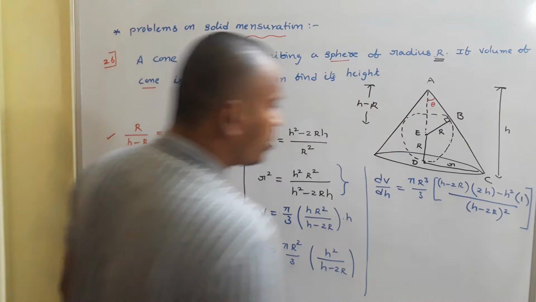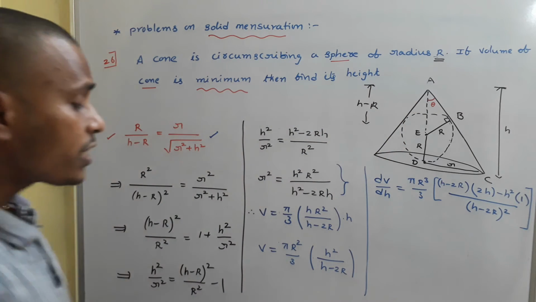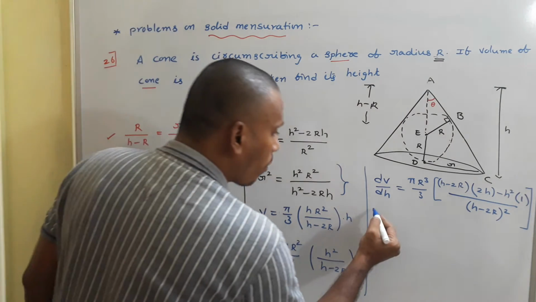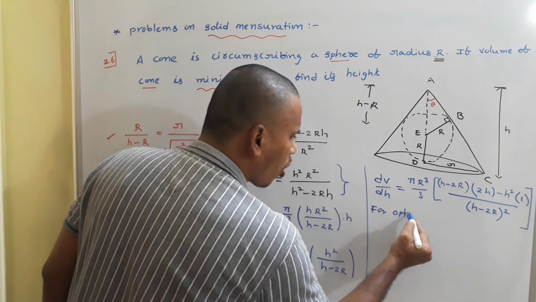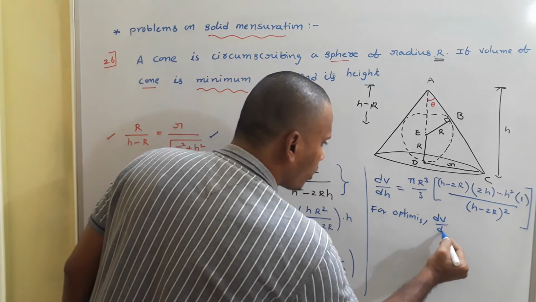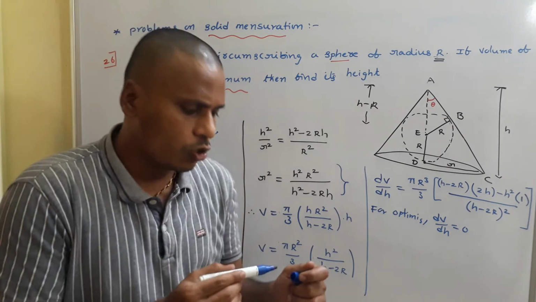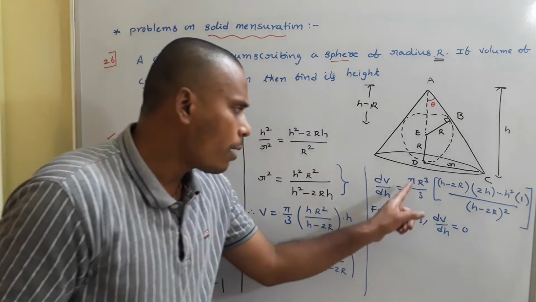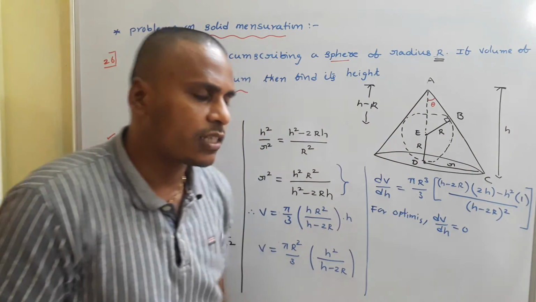You just have a look. This is derivative of that volume with respect to h. And since we are trying to minimize the volume, so for optimization and for maximum minima, for optimization we need to use derivative of that volume with respect to h is equals to 0. Okay, so you just pay attention. When you equalize this complete part to 0, pi r square by 3 just combines with 0, h minus 2r just cancels with 0.